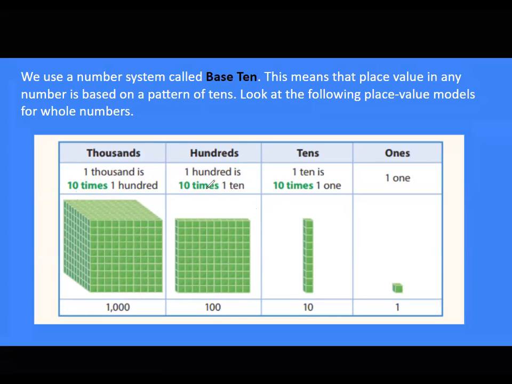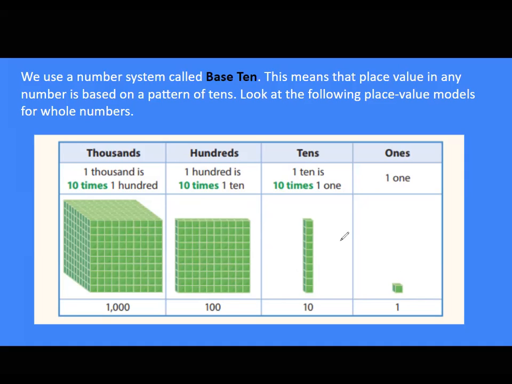100 is 10 times 10. So if we start with this 10, which is one rod, and we put 10 rods side by side, that's how we end up with our 100 flat. So 10 times 10 equals 100. 10 is 10 times 1. So we have this one little cube, and if we stack 10 of them together, that's how we come up with our 10 rod. And then we have 1, which is one little cube.